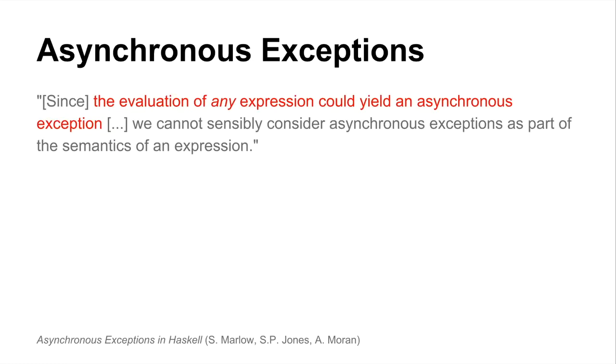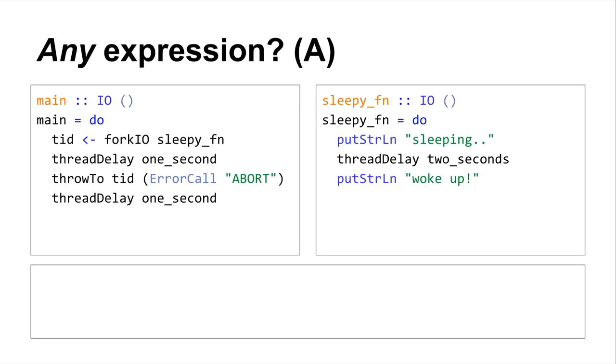The other thing: evaluation of any expression can yield an asynchronous exception. And I'm sort of beating this horse to death here, but I'll give you another example using throwTo. So you can imagine this is all part of the same file. I've got my main function.